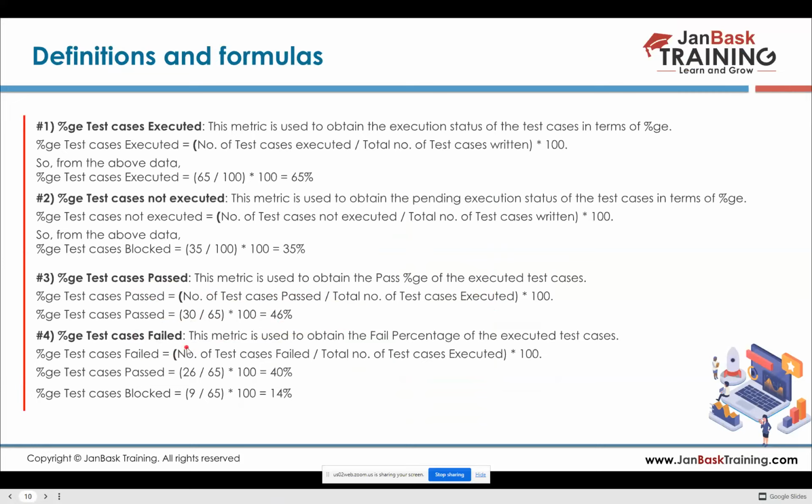Percentage of test cases failed. So this is again the number of test cases failed divided by the total number of test cases executed, into 100.